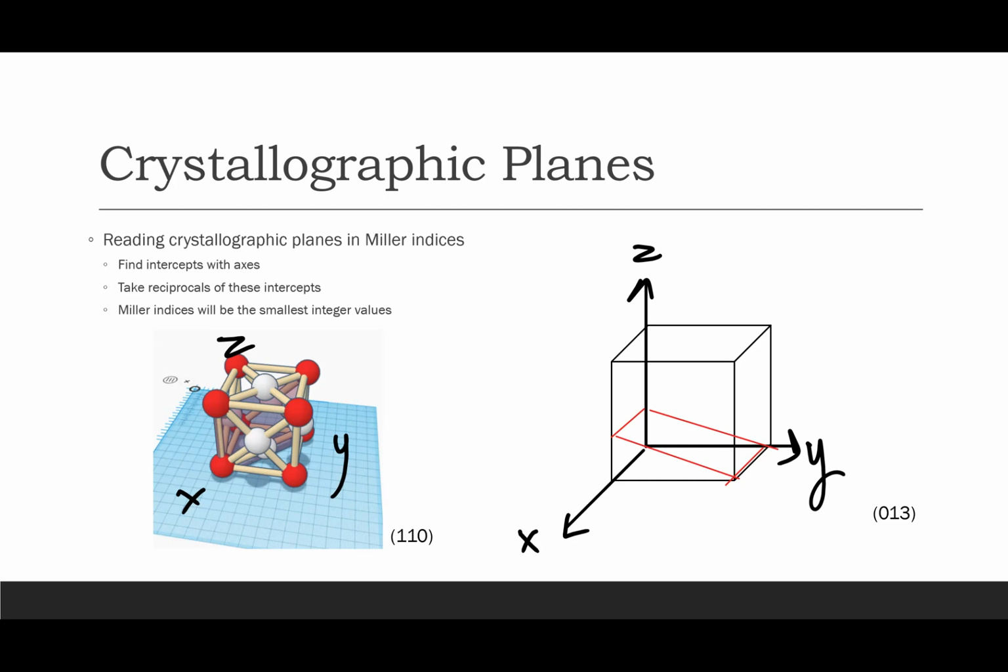So I have two examples here. One of them is a plane that I put onto my Tinkercad model. You can see it's in a transparent pink color, and another one I just drew myself. And they're both pretty simple and easy to read. So we can see on the left here that the plane intercepts with the unit cell at 1 for x and y, and infinitely in the z direction.